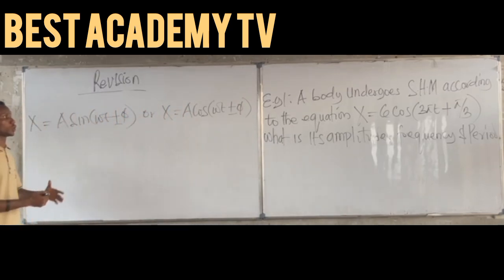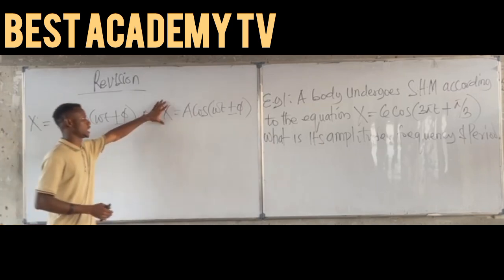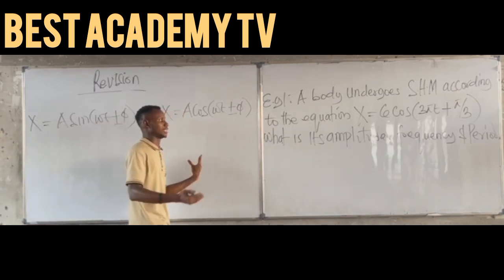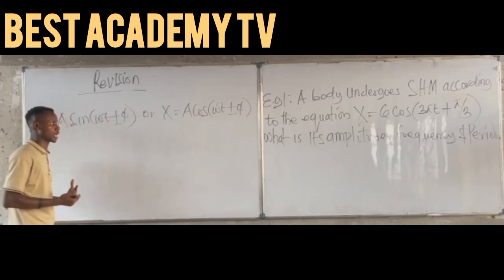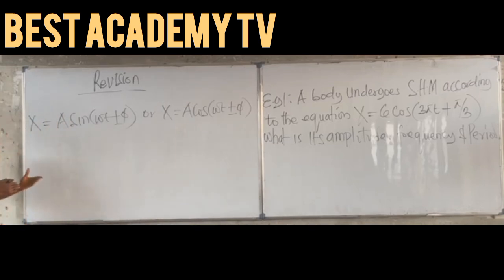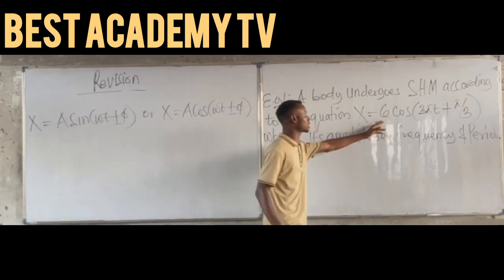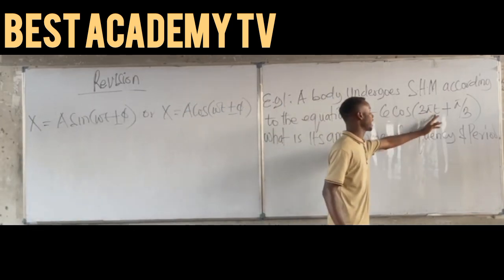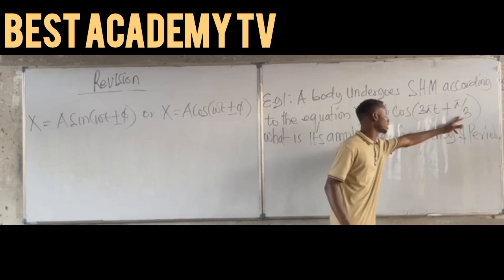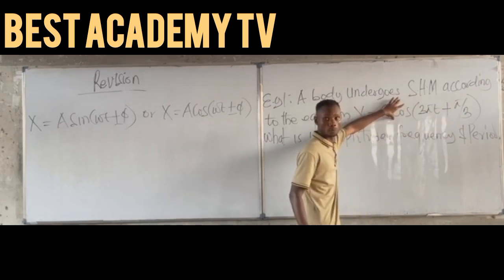Now, if the equation is given to us in terms of cos, we compare what is given to us before we calculate what we are asked to calculate. This is the method we use to solve simple harmonic motion equations. Since this is given to us as S is equal to 6 cos(3πt + π/3), this is the given equation of motion, right?